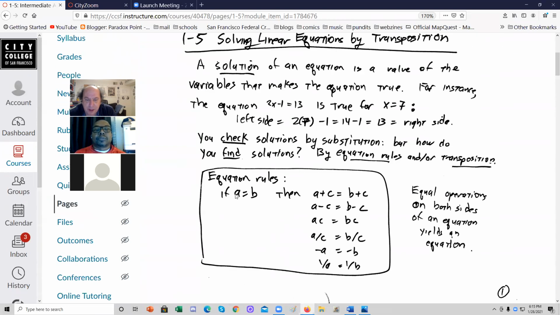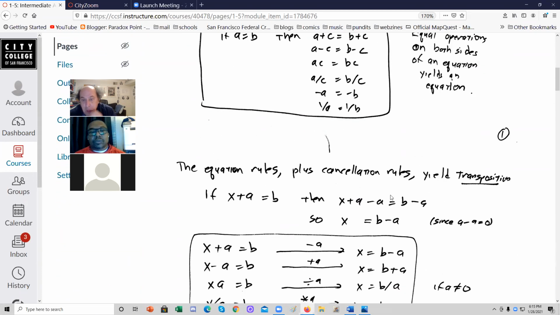For example, if two numbers are equal, then if you add the same number to both sides, they'll still be equal. Also, if you subtract the same number from both sides, they'll be equal. Multiplying both by c, they'll be equal. Dividing both sides by c, they'll be equal. Their opposites are equal, and their reciprocals are equal. Equal operations on both sides of an equation yield an equation. The idea is we'll use this to simplify equations.